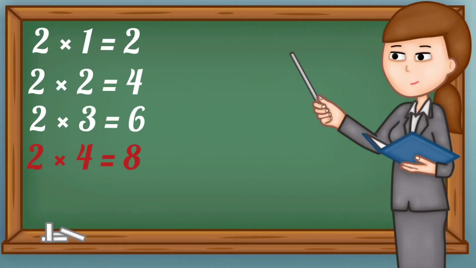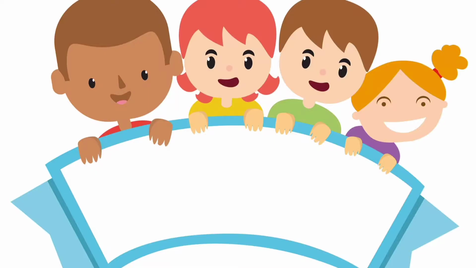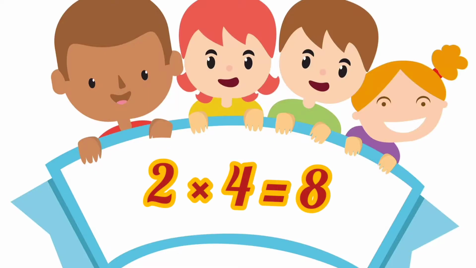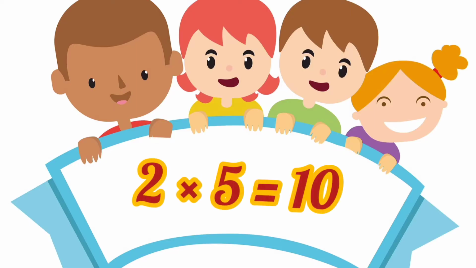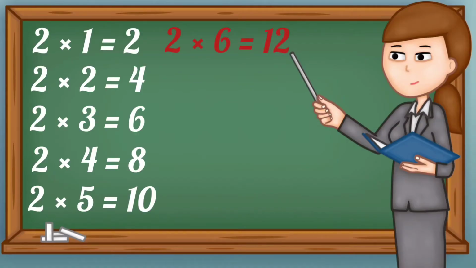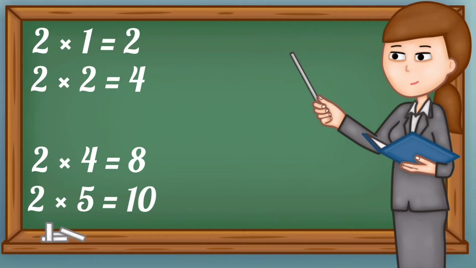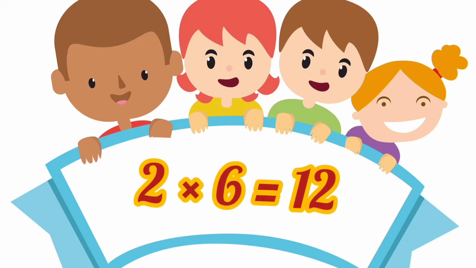2 fours are 8. 2 4s are 8. 2 fives are 10. 2 5s are 10. 2 sixes are 12. 2 6s are 12.